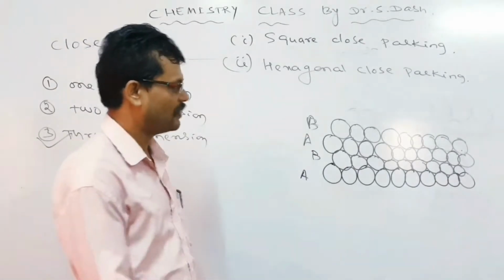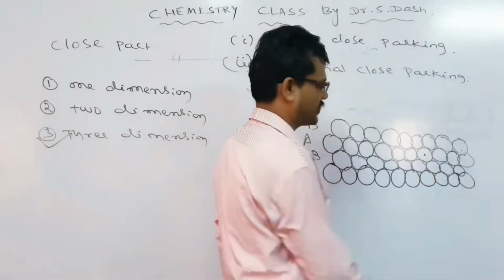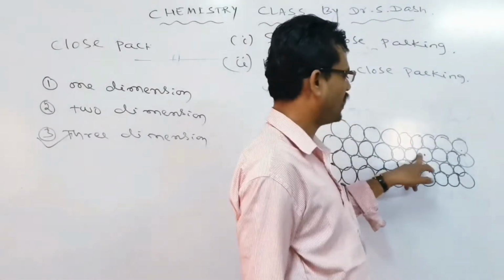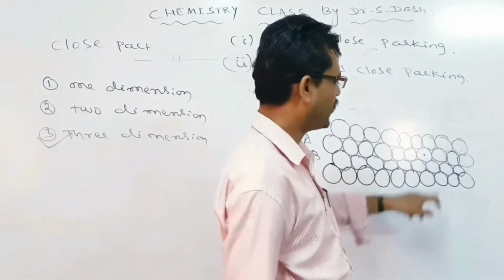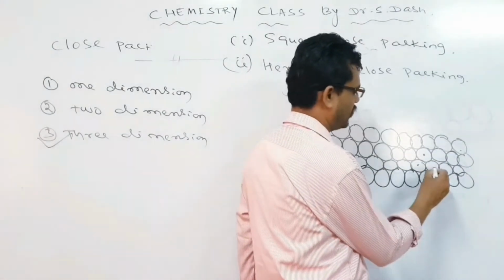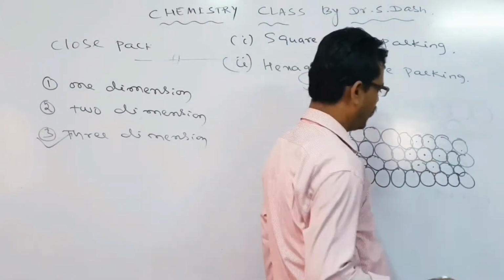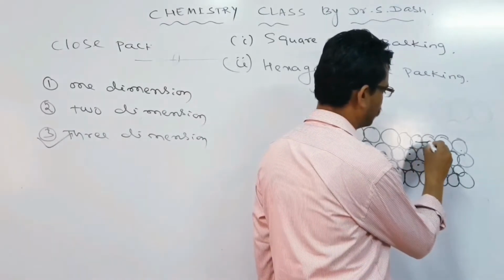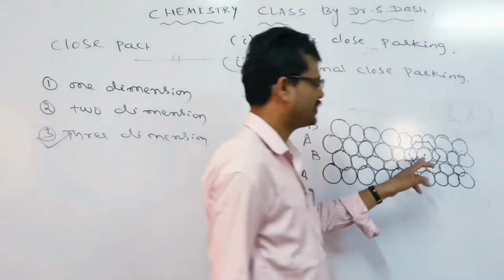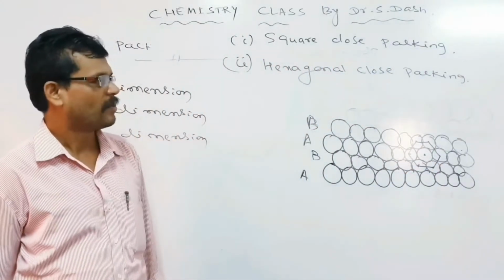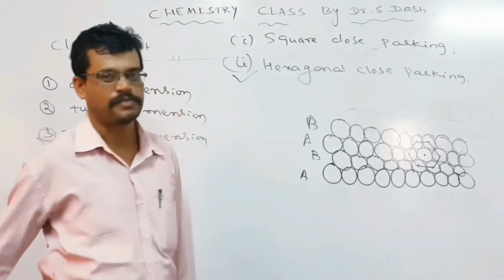If we randomly select one sphere, let us look here. If we take this sphere, you see it contacts how many spheres? Six spheres: 1, 2, 3, 4, 5, 6. Now I take the center of each sphere and join all these centers. You look here, this looks like a hexagon. Because it looks like a hexagon, its name is given hexagonal close packing.